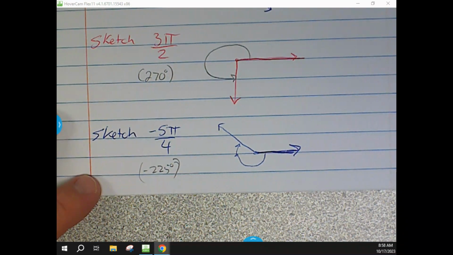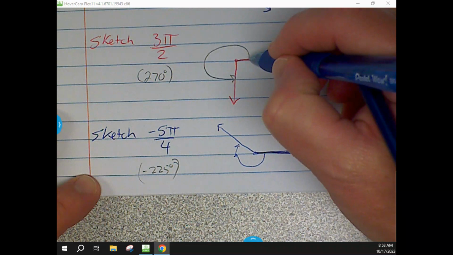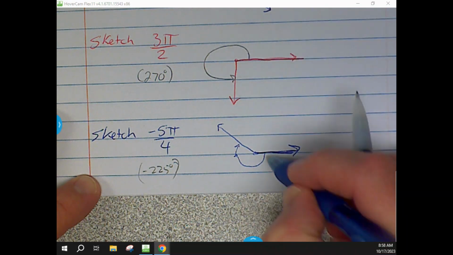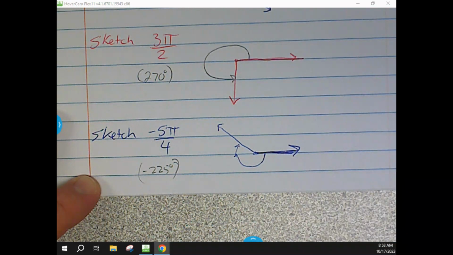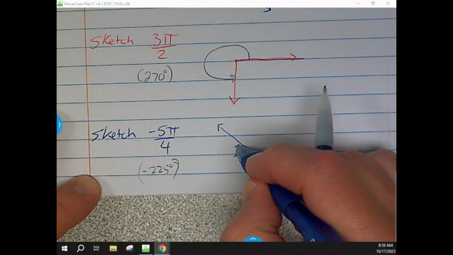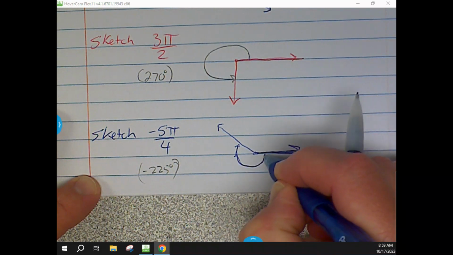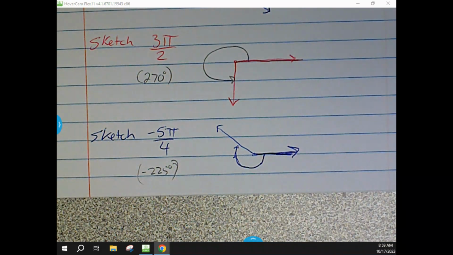Again, biggest thing is if it's positive, you're going to go in this direction to start with. If it's negative, you're going to go in this direction. All right, everybody okay with that? And again, that popped up in the homework, and I got there a little bit sooner than I meant for it to. Everybody okay with the negative angles? Okay.